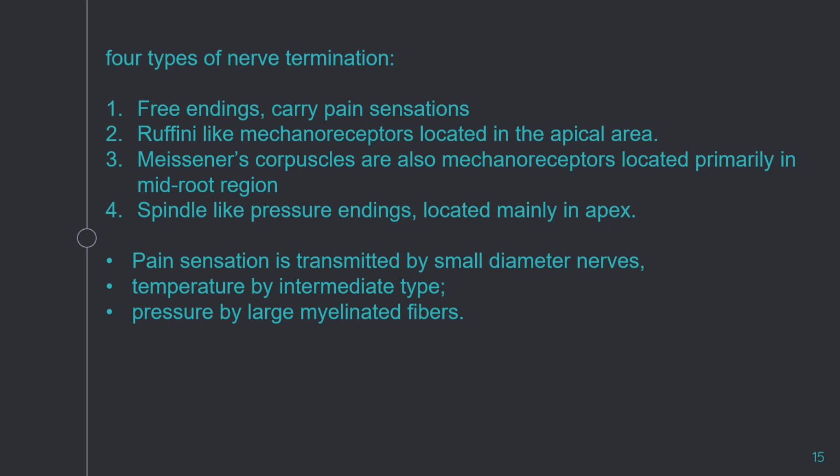The spindle-like pressure endings are located at the apex, and there are smaller diameter nerves which will carry the pain sensation. There is an intermediate type of nerves which carry the temperature, and the pressure is carried by the large myelinated fibers. So we will be seeing this in detail in the nerve supply of the periodontal ligament.